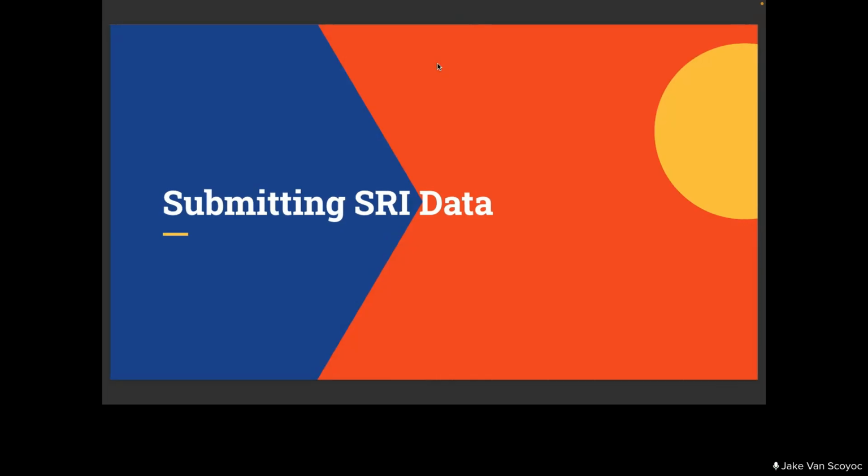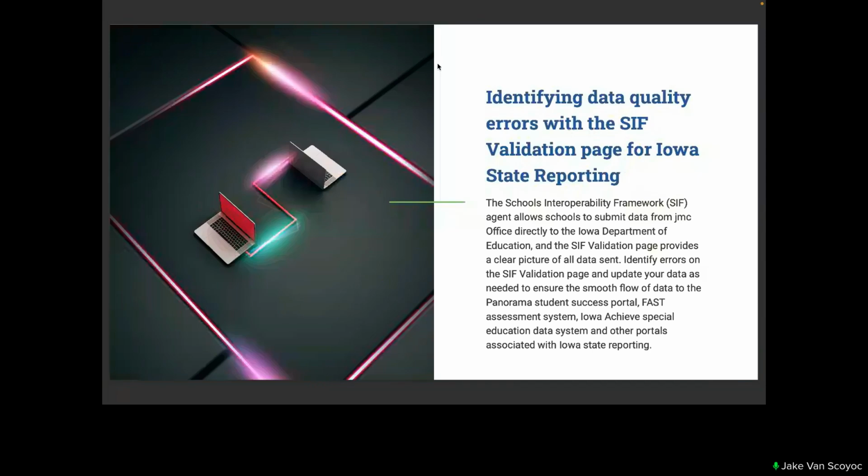So submitting SRI data, for the most part, SRI data flows through to the state via the SIF agent, and there's very little that needs to be done on your end to make it happen. There are no buttons that you would need to push to submit this data. It's a constant stream that's happening in the background. But the one thing that you might want to do would be identify data quality errors with the SIF validation page for Iowa State reporting.